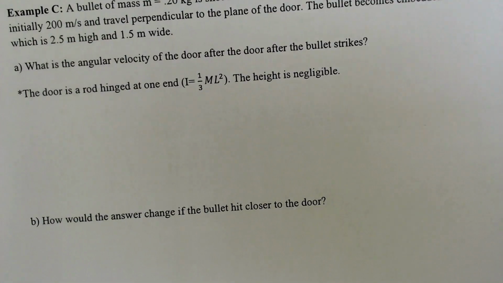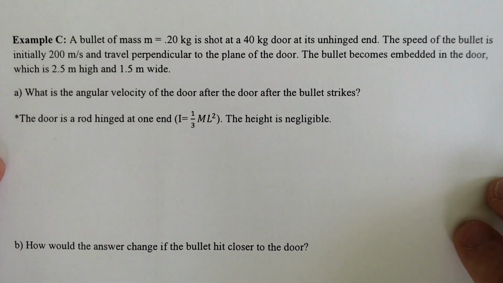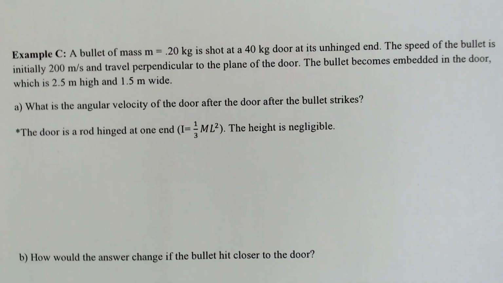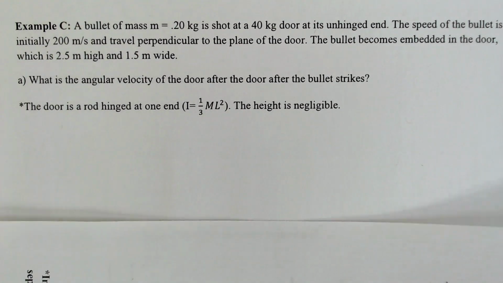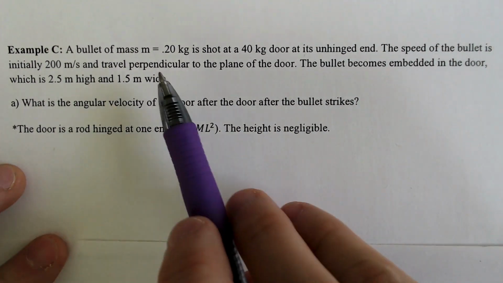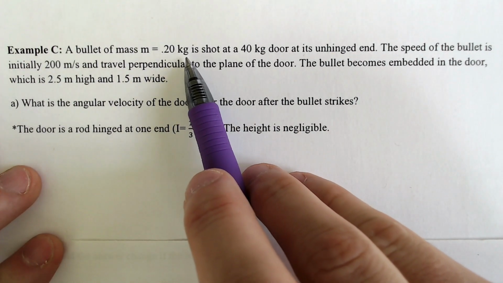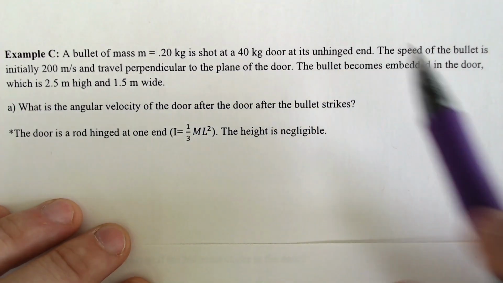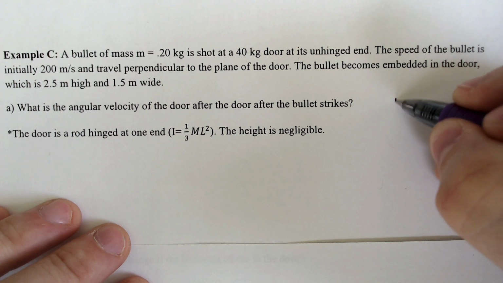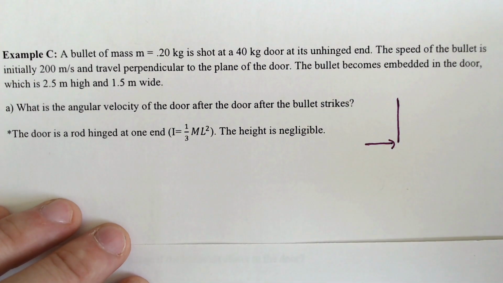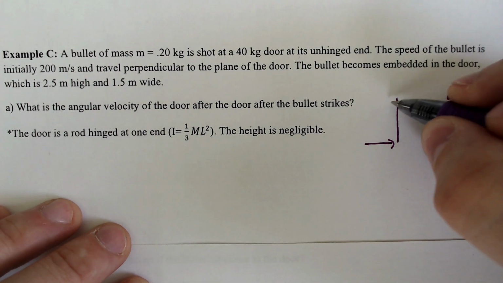So, a very famous and typical problem that you'll see here is whenever you have a bullet or some sort of trajectory running into a door or some sort of hinged system. All right, so we have a bullet with a mass of 0.2 kilograms shot at a 40 kilogram door at its unhinged end. So essentially, we have a door, and then we have a projectile hitting said door.